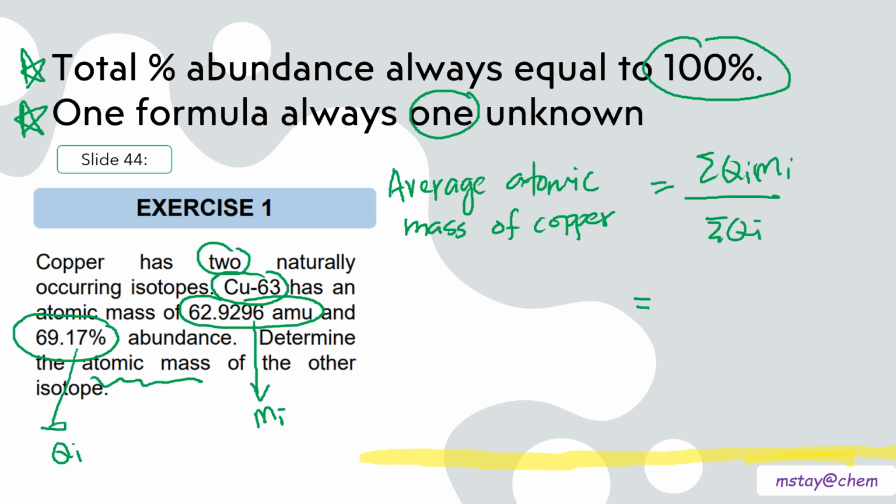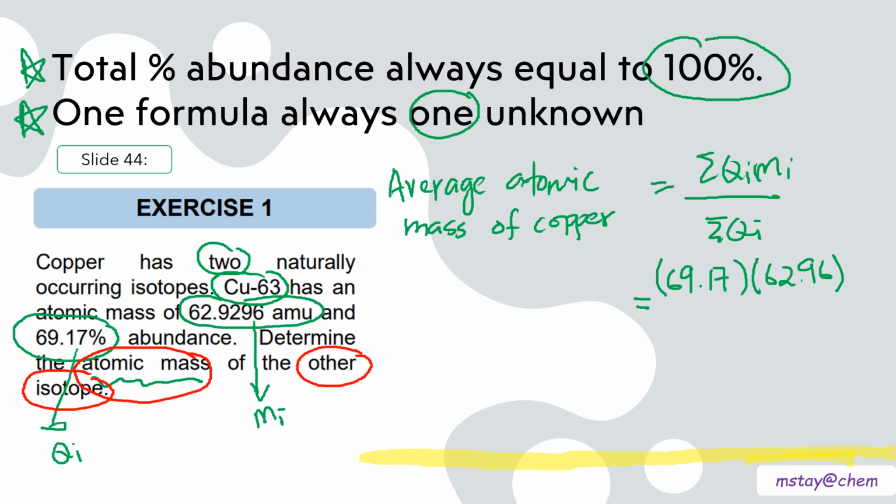So there are two isotopes. The first isotope, as we saw in the question, is copper 63 with the mass 62.9296 and the abundance is 69.17. So we multiply with the mass 62.9296. Then it is very obvious that we have no atomic mass for the other isotope, because the question asks us to identify the atomic mass for the other isotope. So it means that the mass is unknown.